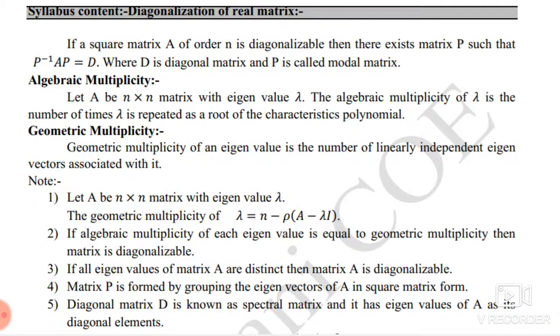Next, matrix P is formed by grouping the eigenvectors of A in square matrix form. So we always write P as the model matrix. The model matrix is formed by columns of eigenvectors of A. Then the diagonal matrix D is known as the spectral matrix and it has the eigenvalues of A as its diagonal elements. I have already told you D is a diagonal matrix which contains the eigenvalues as diagonal elements and non-diagonal elements are 0. So that will be the answer for diagonalization of a matrix.